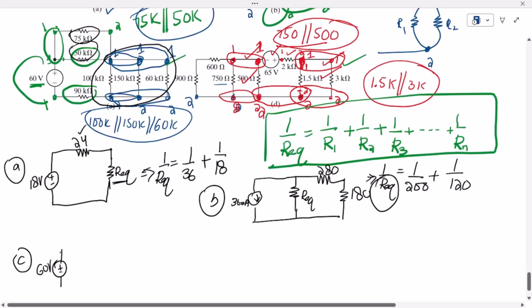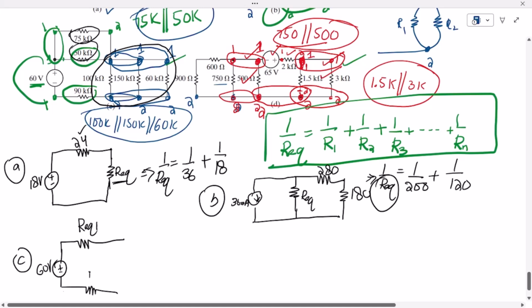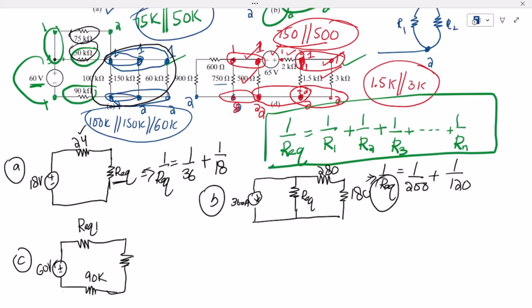The other two resistors which are in parallel here are R equivalent 1. The other resistor is 90 kilo, which is connected here. The three resistors which are in parallel with each other are also here, so it will be like this, and it is R equivalent 2. Finding R equivalent 1: 1 over R equivalent 1 is equal to 1 over 75 times 10 to the power 3, 75 kilo ohm.